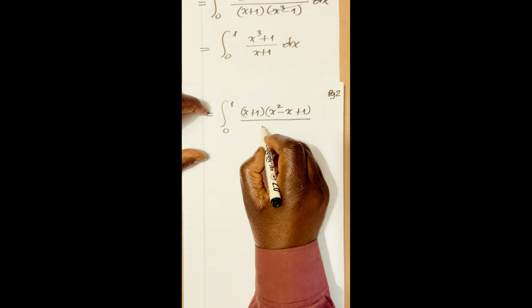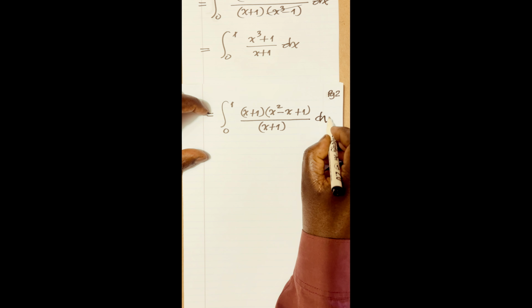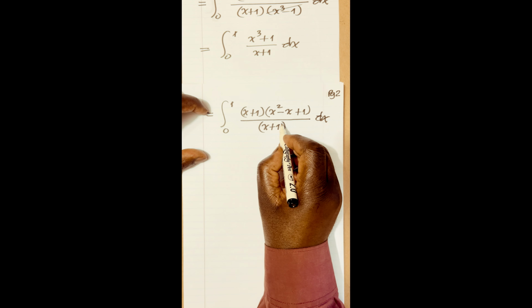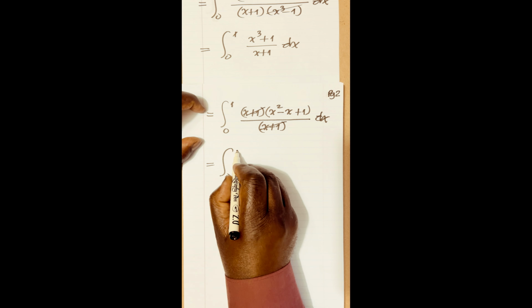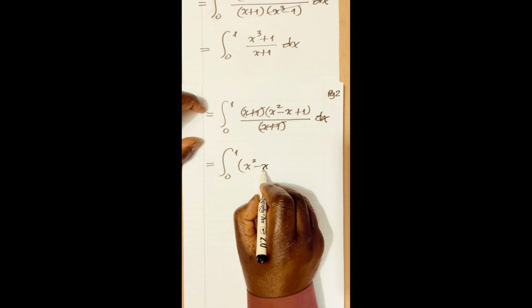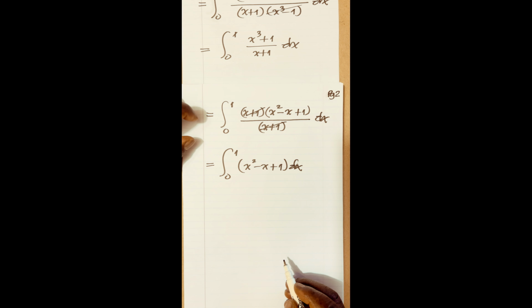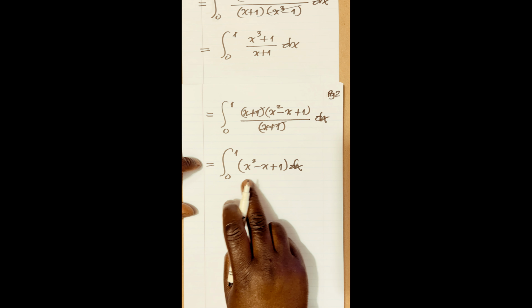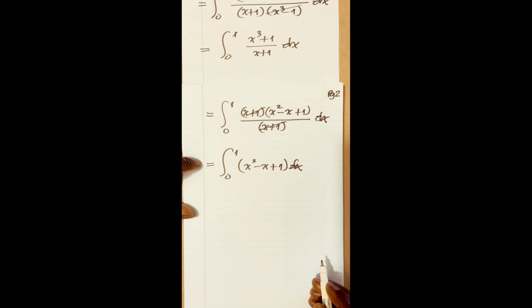So we have in the denominator x plus 1 and then we have dx. So you can see that this cancels that. And what do you have now? We have the integral from 0 up to 1 of x squared minus x plus 1 dx. At this point, I'm just going to use power rule to evaluate this integral, and then we are going to take the limits from 0 up to 1.